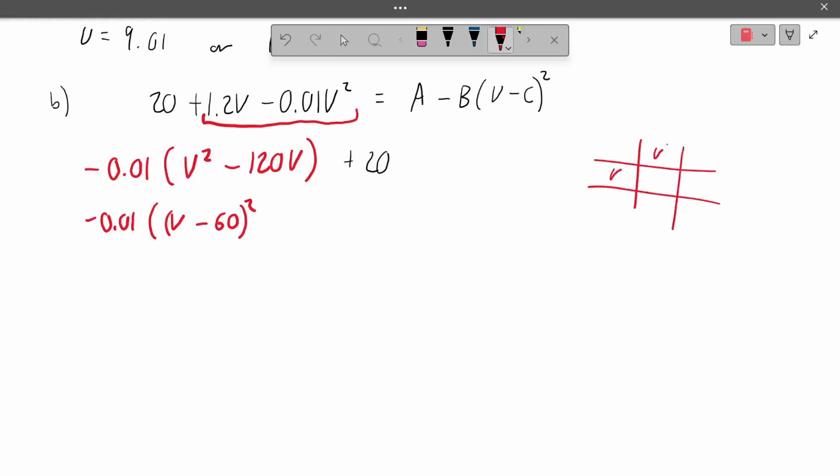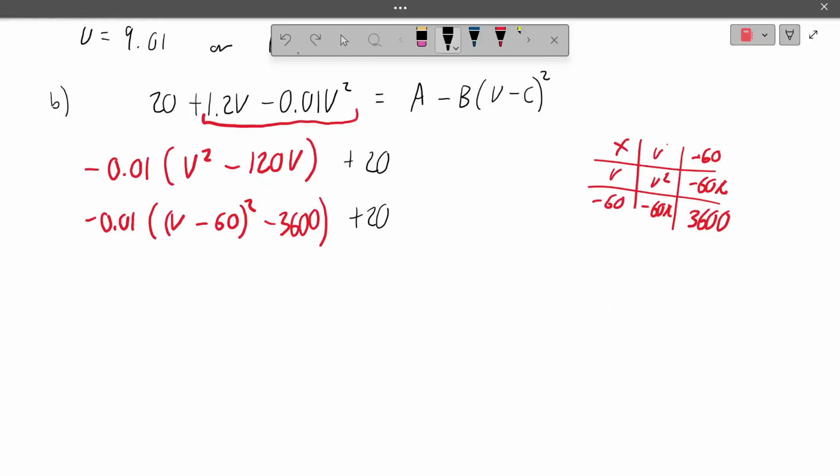We have v and v, so that gets you v squared. We then need minus 60 and another minus 60, because then that's minus 120v, so minus 60v, minus 60v, and then minus 60 times minus 60 is 3,600. So then that's minus 3,600 plus 20. So that bit in red is the same bit I've underlined at the beginning. So that 1.2v minus 0.01v squared is that bit in the bracket.